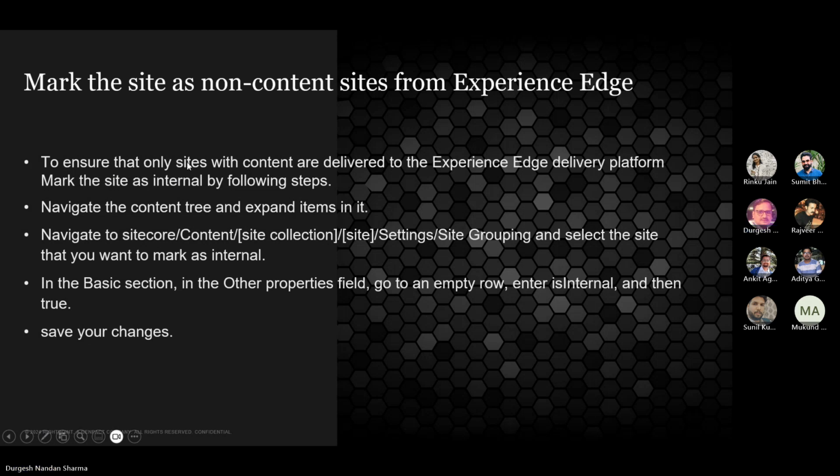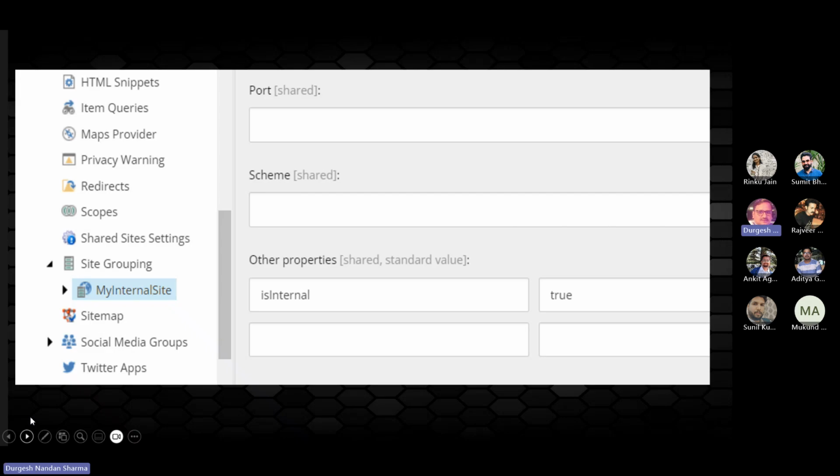We will navigate to Sitecore, content, site collection, site setting, site grouping, and select the site. In the tree, under site grouping, I select the site which I want to make internal. Then in the property pane, there is another property named internal, and I will make it true. So next time it will not load in the experience editor, which saves many things and is more manageable for the content site. We can focus.